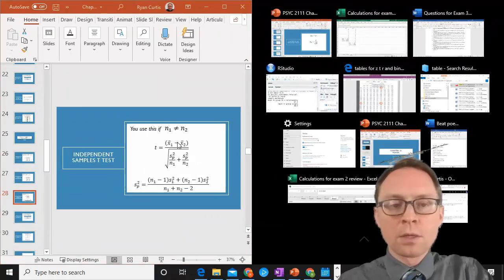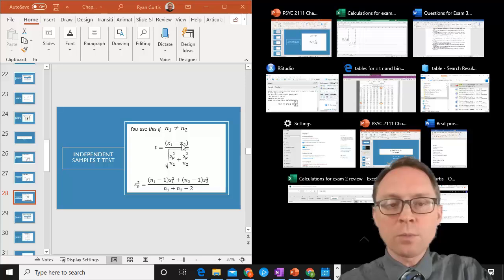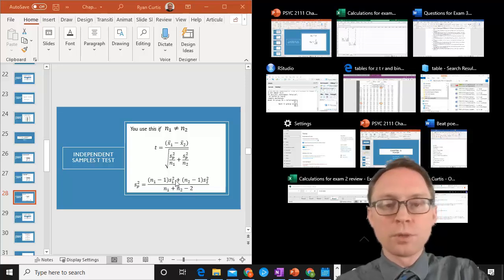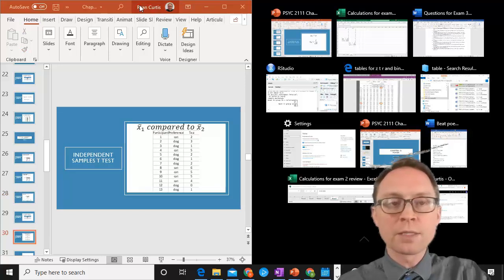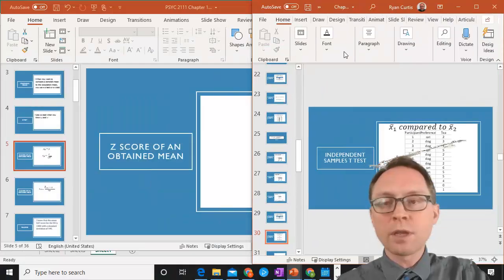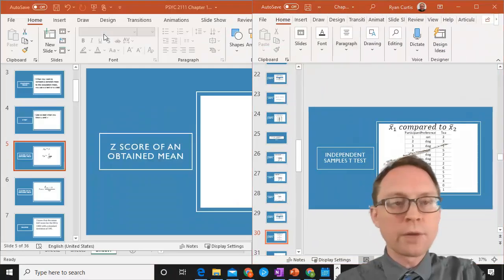t equals x bar sub 1 minus x bar sub 2, divided by the square root of the pooled variance divided by n sub 1 plus the pooled variance divided by n sub 2. And this is how we get the pooled variance: n sub 1 minus 1 times the variance of the first group, plus n sub 2 minus 1 times the variance of the second group, divided by n sub 1 plus n sub 2 minus 2. Okay, so now we need to use the pooled variance to get what we need.